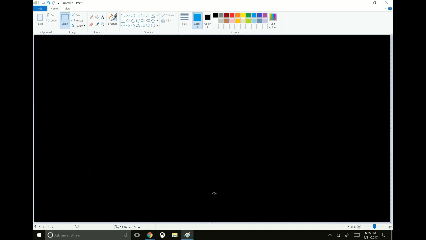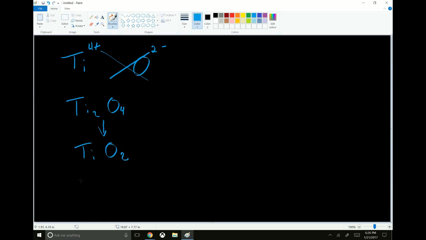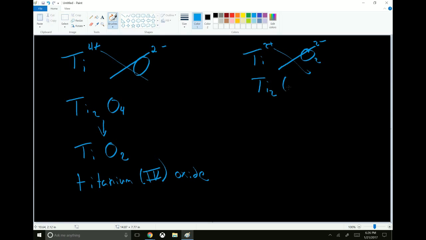So for example, take a look at this guy right here. Titanium 4+ and oxygen 2-. You bring the charges down, and you get Ti2O4, which reduces to TiO2, and that is titanium(IV) oxide. Now we take a look at this guy. Titanium 2+, O2 2-. You bring the charges down, and you get Ti2(O2)2, which reduces to TiO2, titanium(II) peroxide.